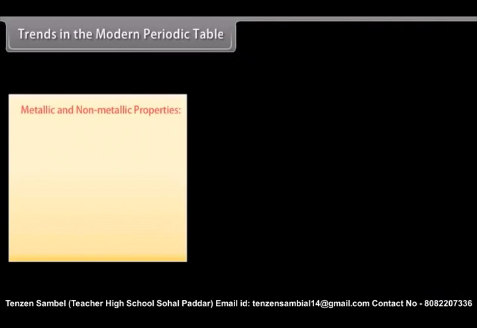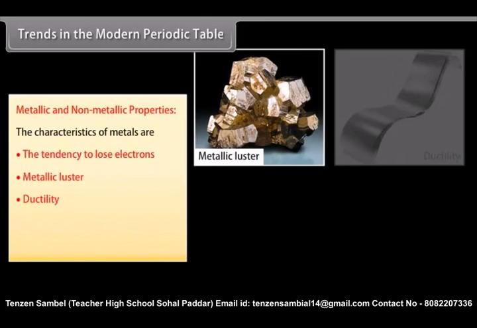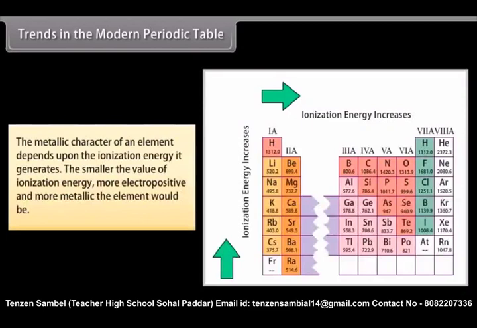Metallic and non-metallic properties. The characteristics of metals are their electropositive character, which means the tendency to lose electrons, metallic luster, ductility, malleability, and electrical conductance. The metallic character of an element depends upon its ionization energy. The smaller the value of ionization energy, the more electropositive and more metallic the element would be.